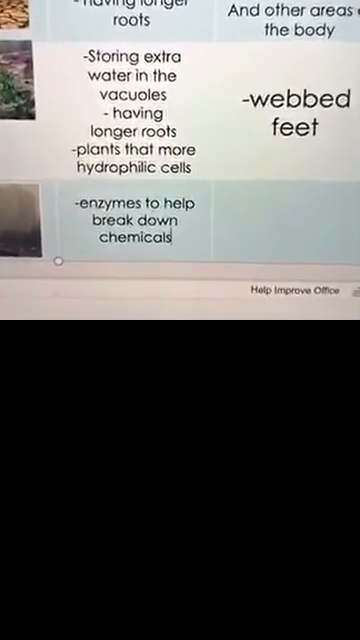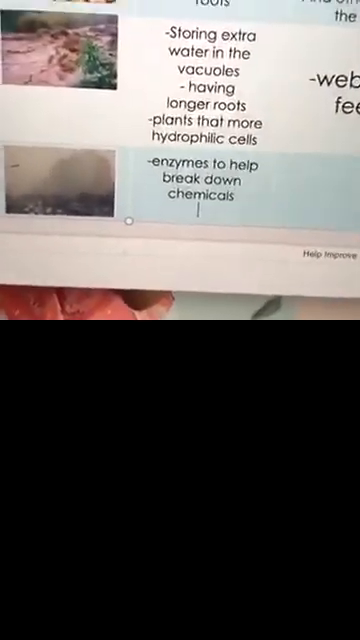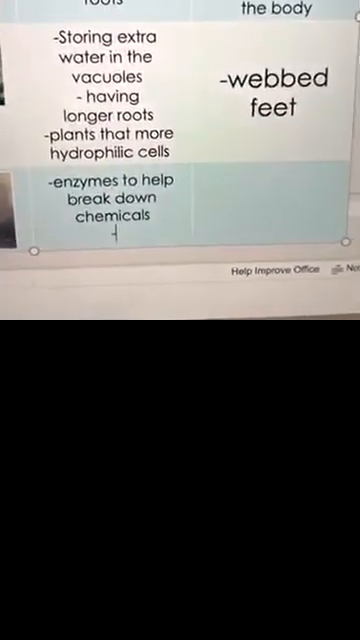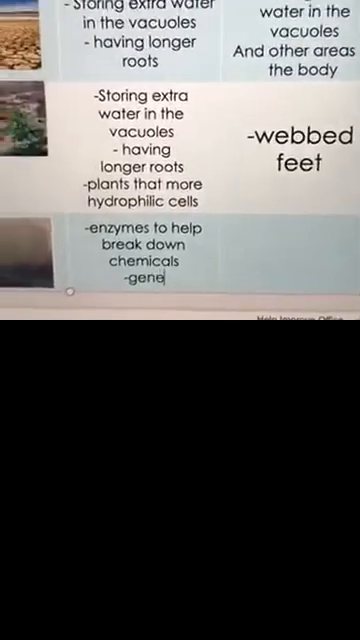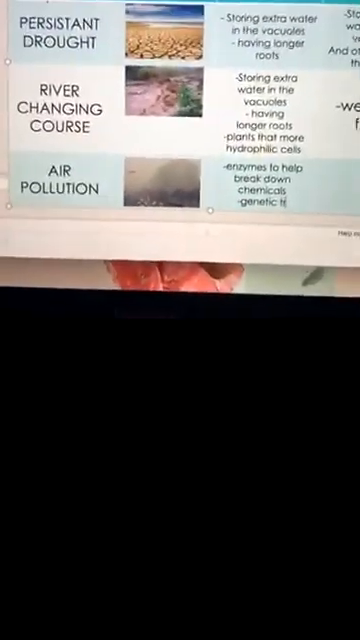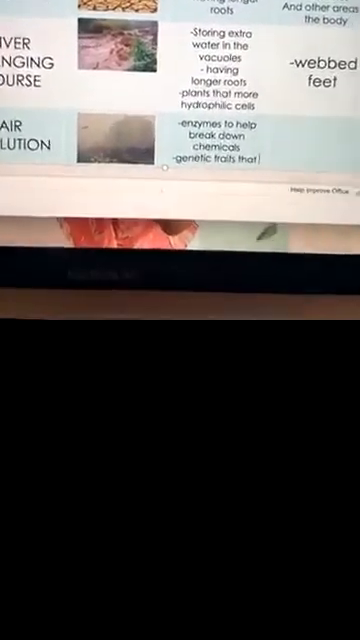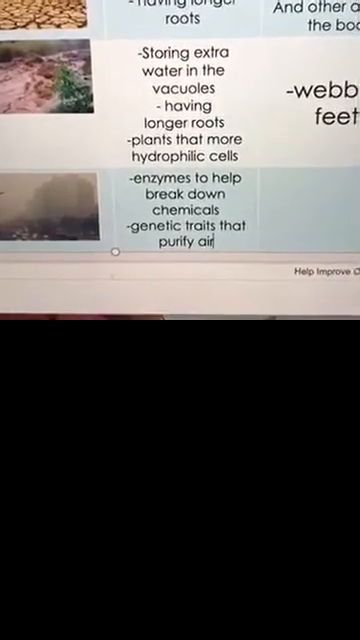Some plants are also really good at purifying the air, like snake plants, aloe vera, great job, Kwali, bamboo. So some plants are able to purify. So genetic traits that purify air. Again, some of the plants are able to purify air, and some of the plants just have enzymes that are able to break down those chemicals.